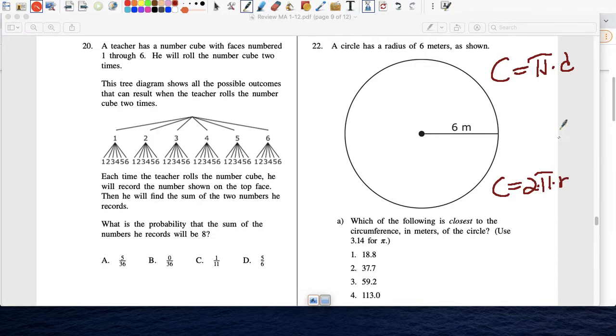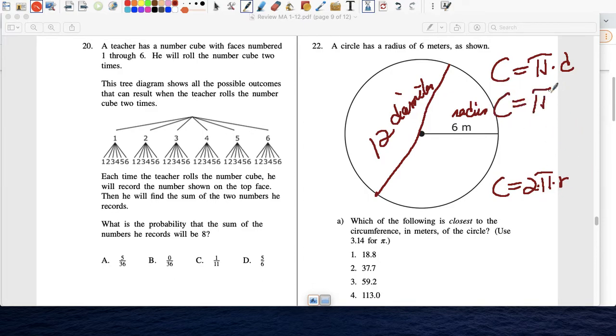Isn't twice the radius the same thing as the diameter? So in this circle, I'm just going to add the diameter. If the radius is 6, I know the diameter is 12. I'll put radius over here. But it's up to you which one you want to use. That doesn't really matter. C equals pi times the diameter. I'm going to use diameter, which is 12, and they actually want you to multiply that. So in your calculator, go 12 times pi, enter.